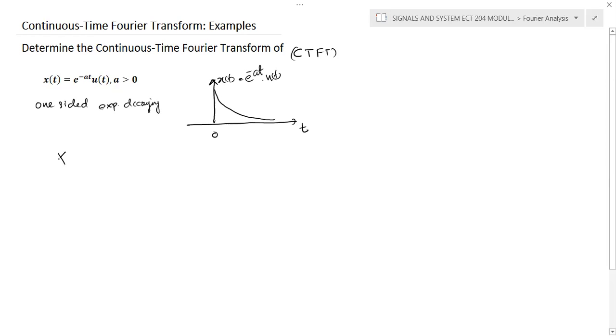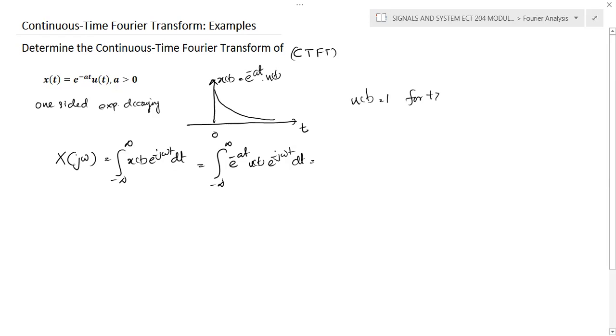Now we need to find the Fourier transform of the signal. So the equation you can write: X of j omega is equal to the integral from minus infinity to infinity of x of t into e raised to minus j omega t dt. In this formula, I can substitute the signal. So it becomes the integral from minus infinity to infinity of e raised to minus at into u of t into e raised to minus j omega t dt. And we know that the given signal exists only on the positive side, because u of t means 1 for t greater than 0 and 0 for t less than 0.